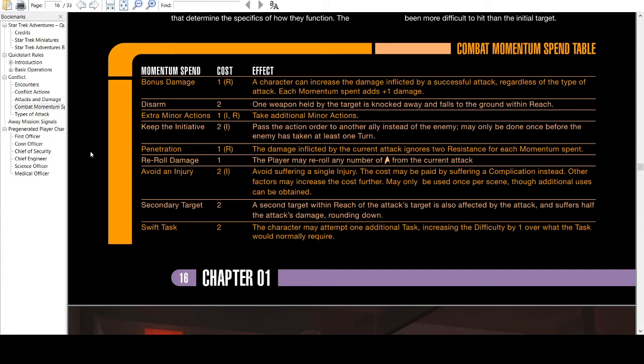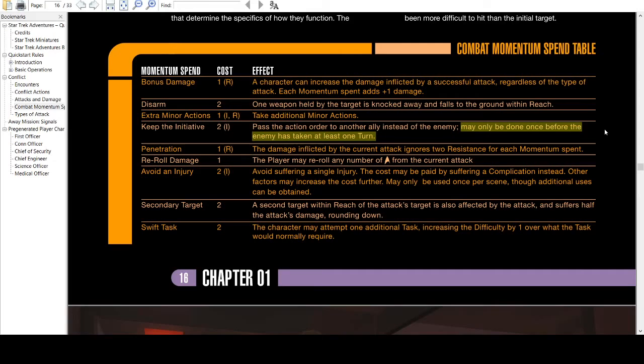So keep the initiative is a situation where, after you've acted and the player has decided to spend momentum for keep the initiative, the next person who acts is actually on the player character's side, rather than going to the enemy. Although I'm not exactly sure what this means, it may only be done once the enemy has taken at least 1 turn. So I'm guessing this cannot be used on the first turn of the player character. In round 1, when the player character starts, they cannot use the keep the initiative combat momentum until at least 1 enemy has acted before that.